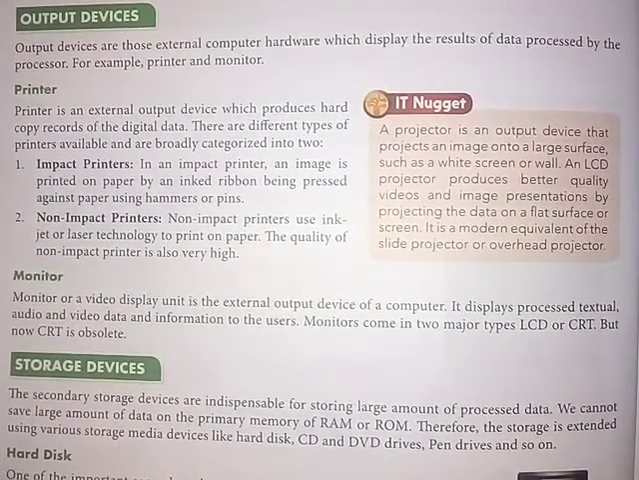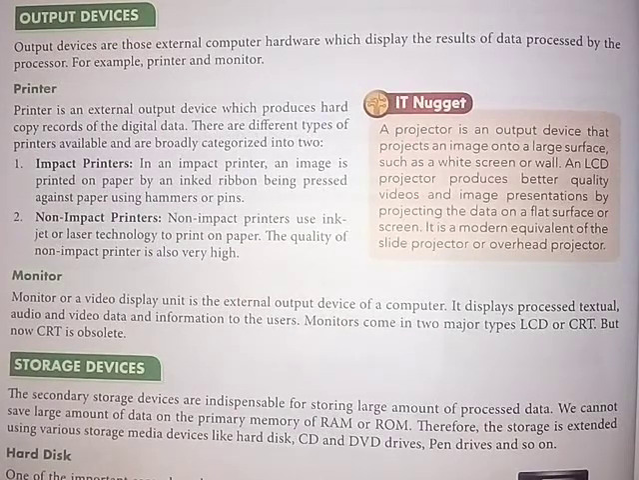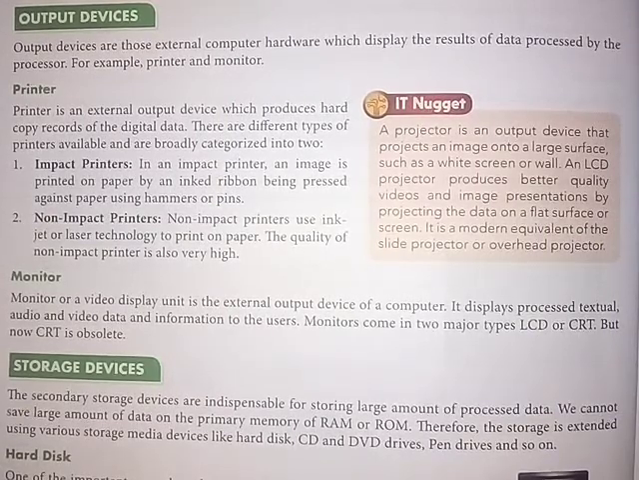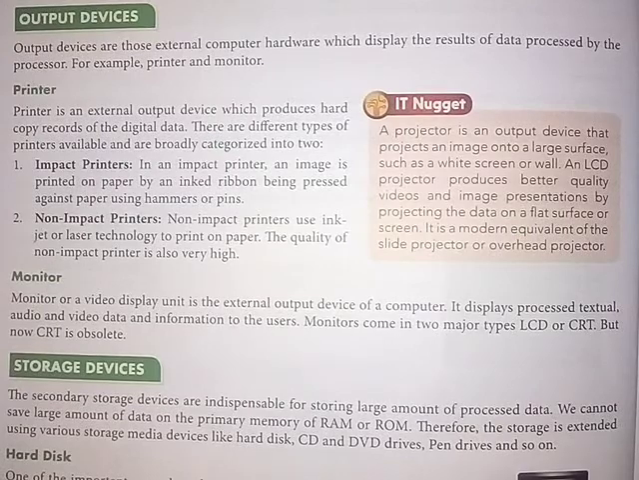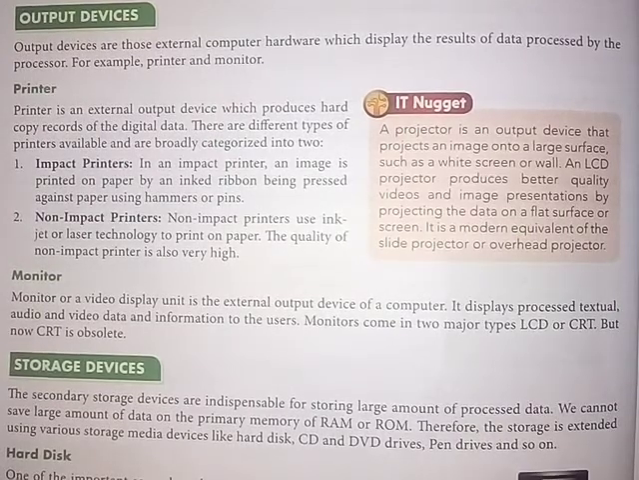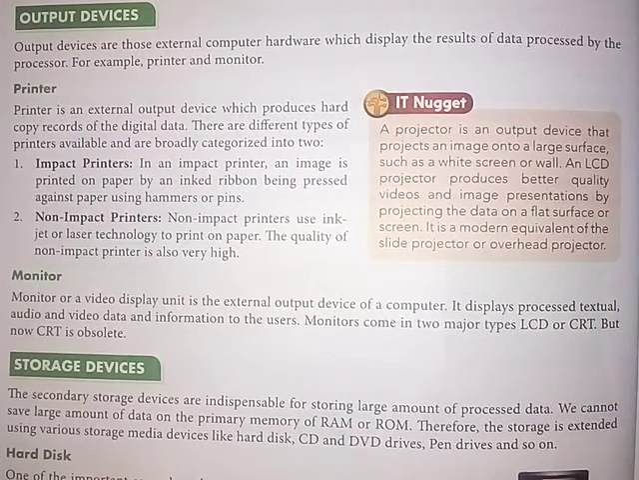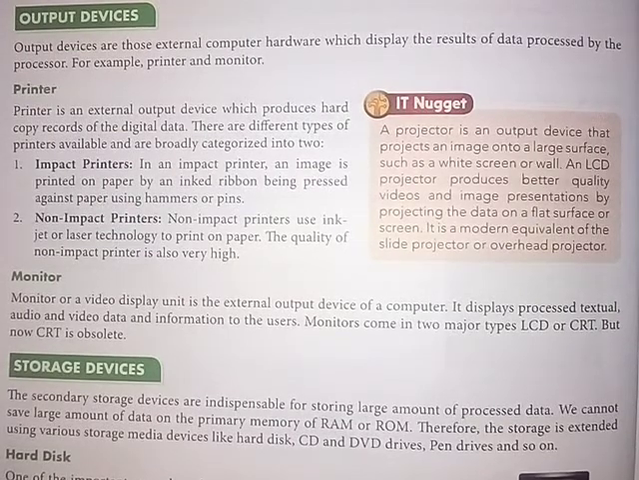In an impact printer, an image is printed on paper by an inked ribbon being pressed against paper using hammers or pins. Non-impact printers use ink, jet, or laser technology to print on paper. The quality of non-impact printer is also very high.